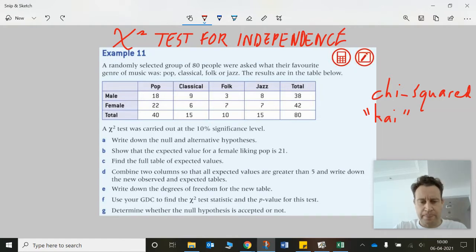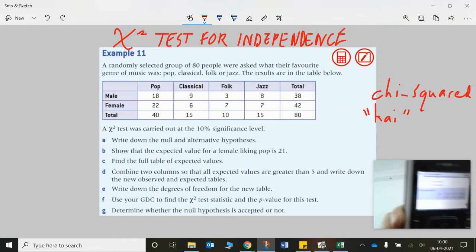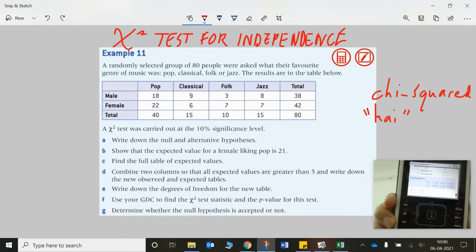So I'm going to go menu, and 7, which is matrix and vector. And I'm going to create a matrix, which is 1. We create a matrix which has 2 rows. I'm going to tab across to the number of columns. Number of columns is 4. I'm going to tab across to OK. And then I'm going to put in my numbers which are there. So I've got 18 and 22, 9 and 6, and 3 and 7, and 8 and 7. Okay, so there's my matrix. You can see I've already just done this.